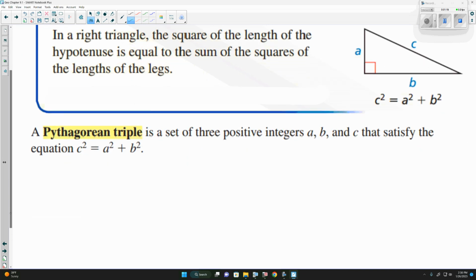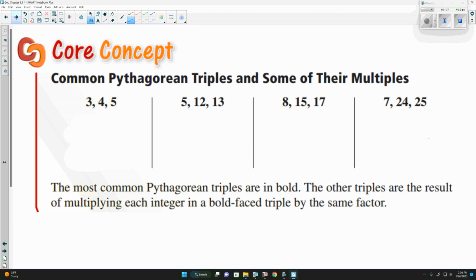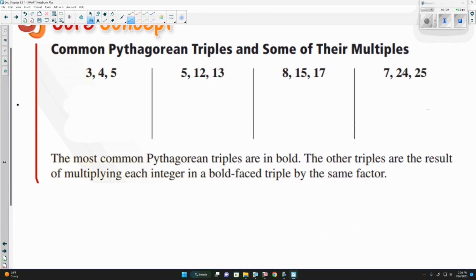Now we have something called a Pythagorean triple. If a set of three sides, a, b, and c, are all positive integers, positive whole numbers, then we say it is a Pythagorean triple as long as it satisfies a squared plus b squared equals c squared. Some common Pythagorean triples are 3, 4, 5; 5, 12, 13; 8, 15, 17; and 7, 24, 25. They work for the Pythagorean theorem, thus they're Pythagorean triples.